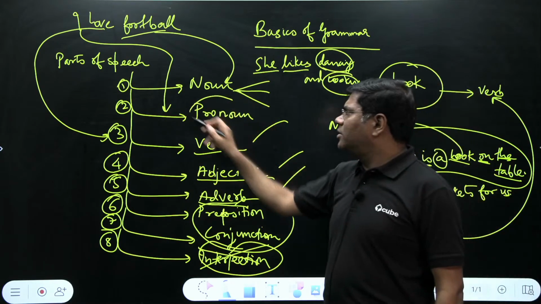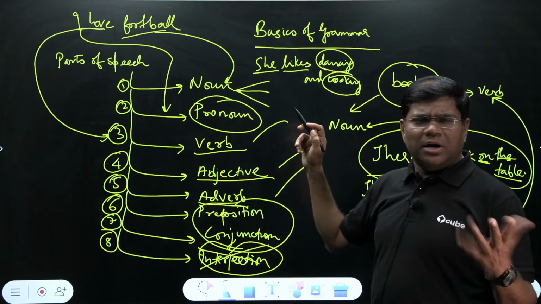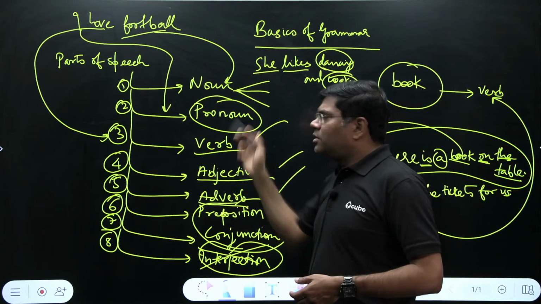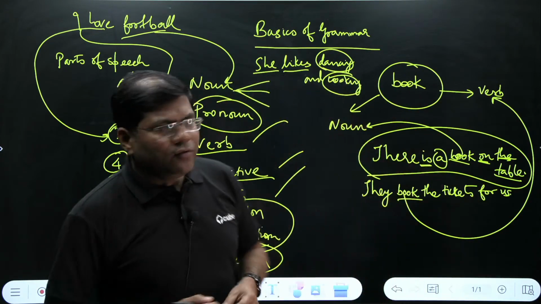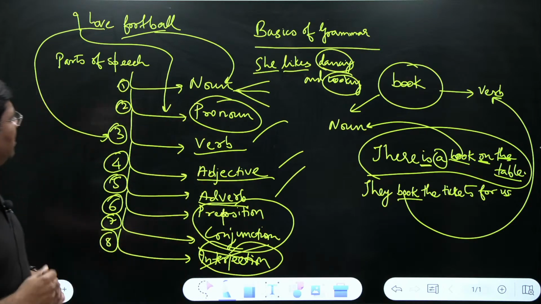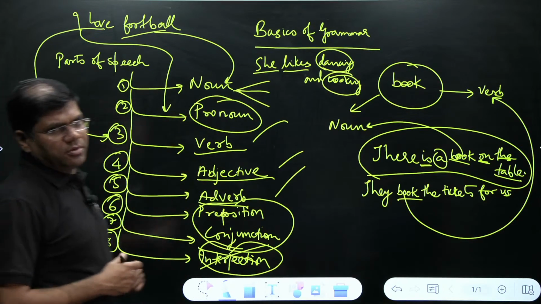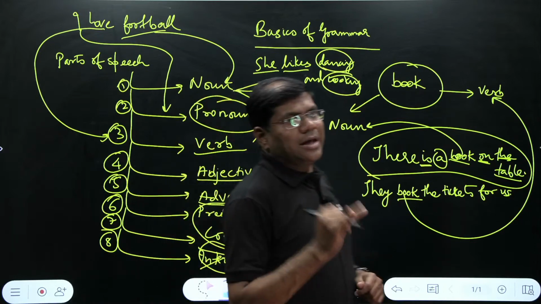Pronouns are defined as 30, 40, 35, 25, not more than that. Nouns are many in number. So if you ask me the important parts of speech, they are your nouns, verbs, adjectives and adverbs.